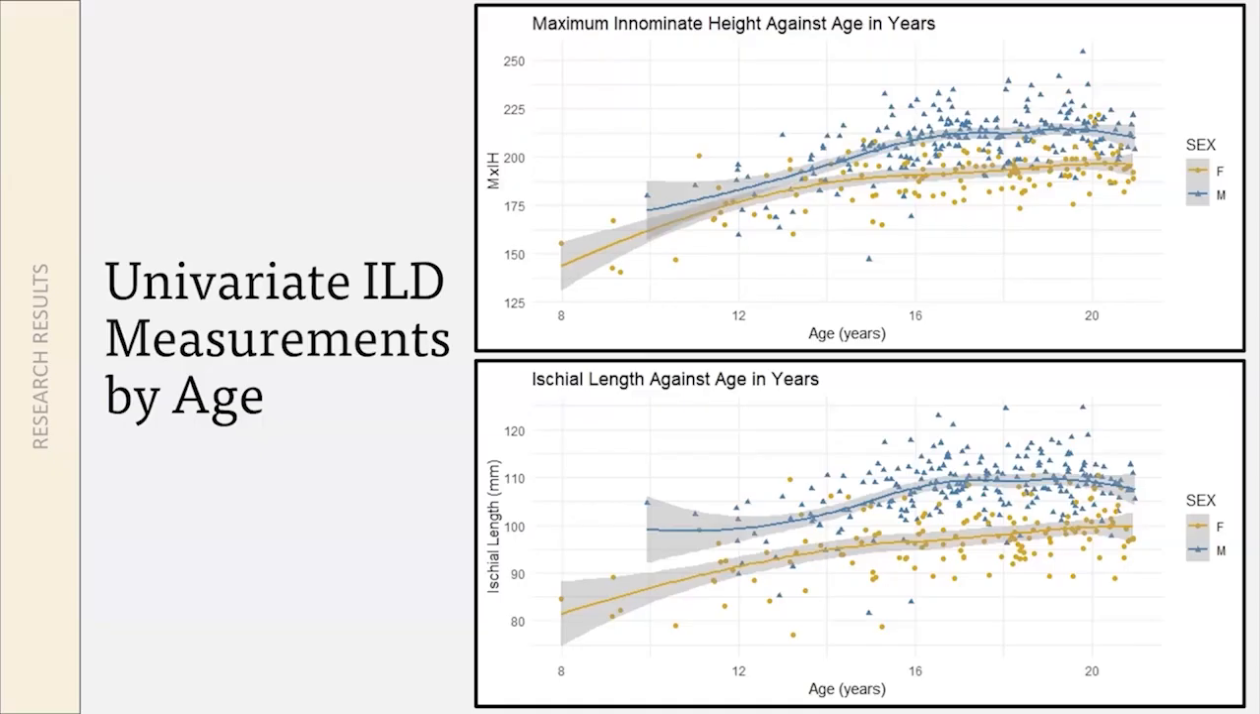Some of the most important measurements used in the DFA are shown here, plotted against age. For both the maximum innominate height, which is in the top figure, and the ischial length, shown in the bottom figure, males and females have a separation of measurements throughout the age range, with males measuring larger than females.